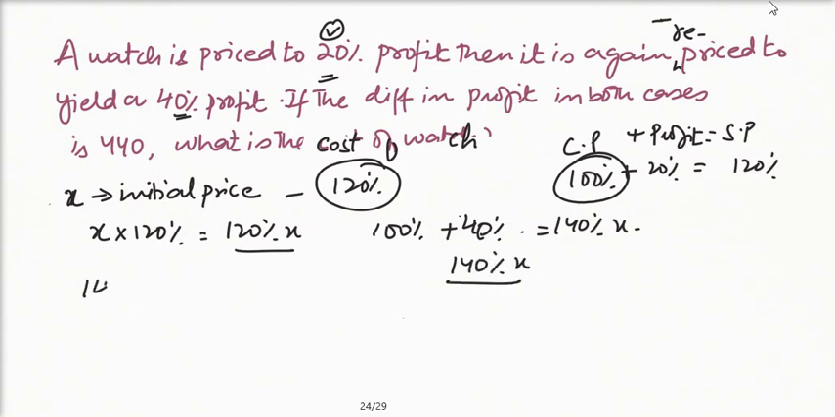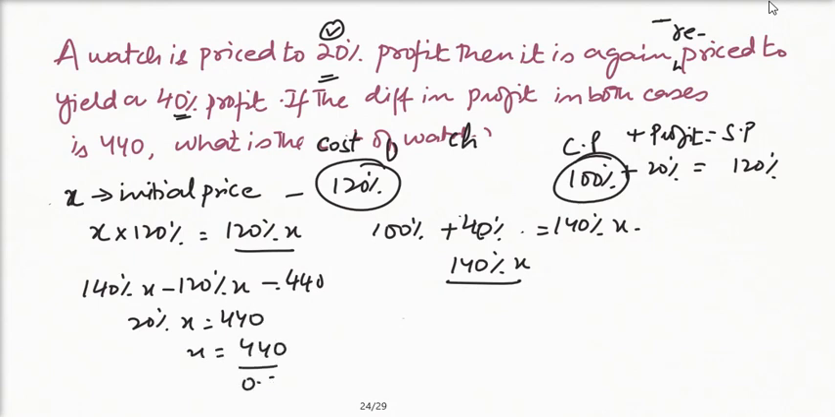So the difference between the two profits is equal to this, and it is equivalent to 440. So 20% of X is equal to 440. X is equal to 440 divided by 0.2, and we are left with a value of 2200. I hope you guys have understood this question.